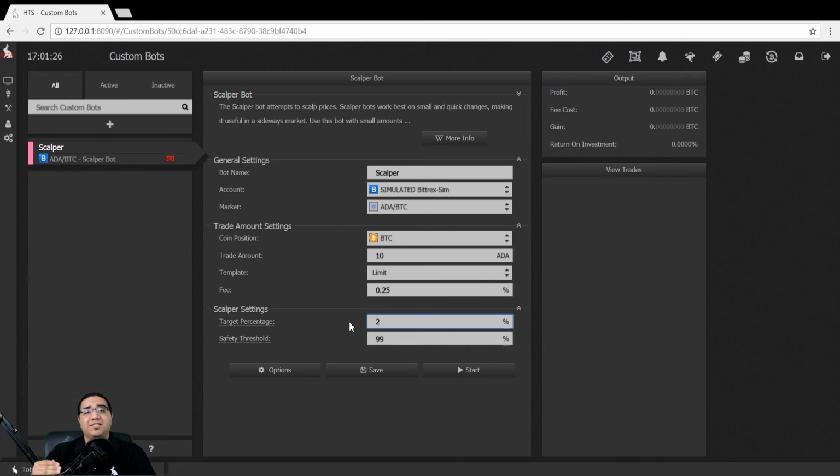The Scalper Bot does not follow the history or the market. So you need to make sure of the target percentage you set, and that you start the bot at the right time.